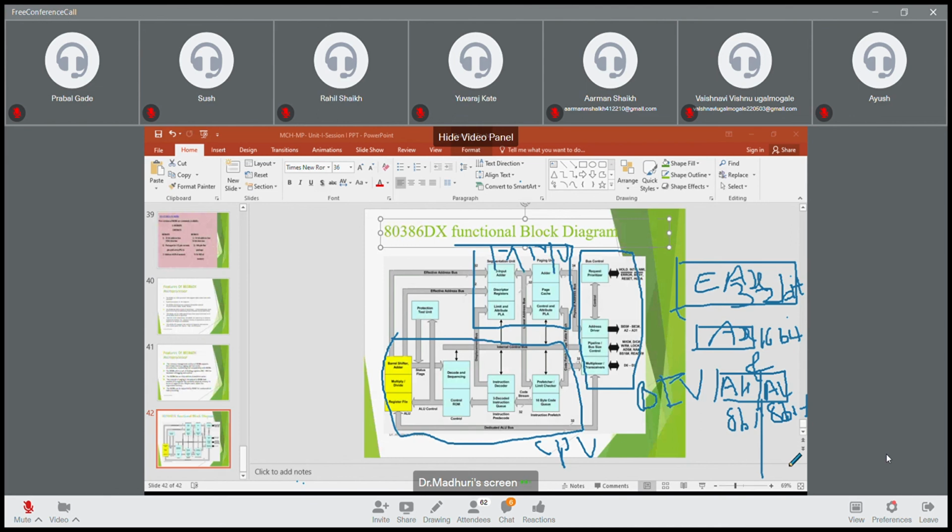Any doubt regarding this? Have you understood this architecture of the 386 microprocessor? Any doubt? Have you got it? Okay, very good. If there is no doubt, I will stop over here.